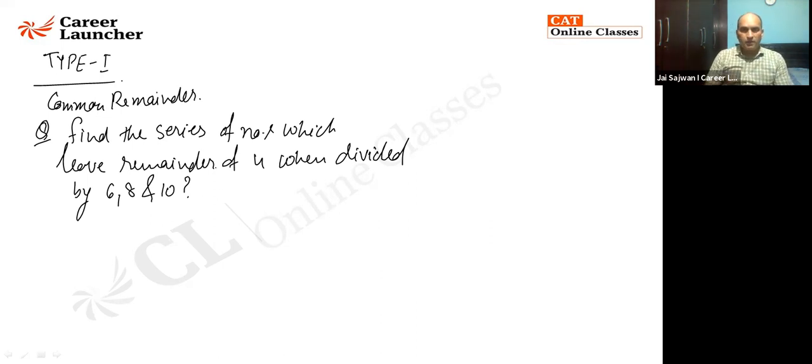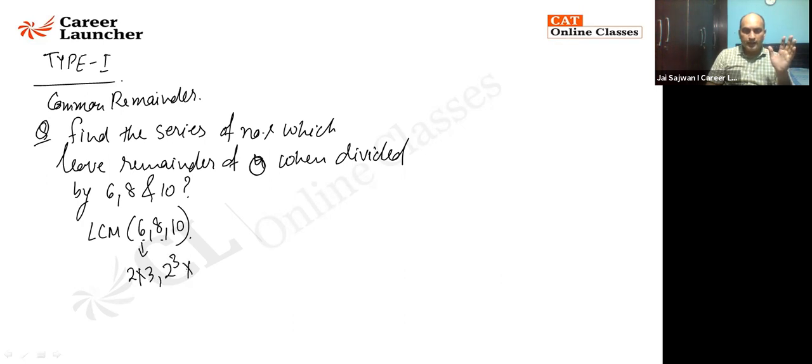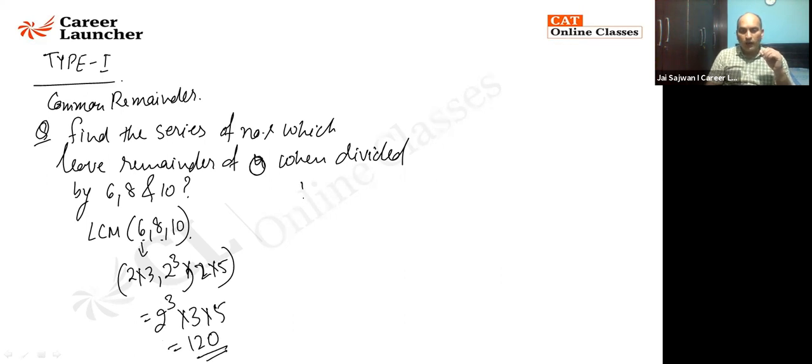Now, for a second, just consider this remainder to be 0. I want a number which is divisible by 6, 8, and 10. What does that mean? I want the LCM of these numbers 6, 8, and 10. The numbers which are multiples of 6, 8, and 10 will be the common multiples of them. I know 6 is 2 into 3, 8 is 2 cube, 10 is 2 into 5. When I talk about LCM, I need to take the highest powers. I will say 120.